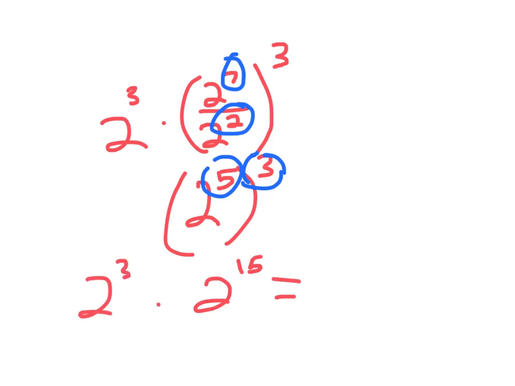And lastly, we have 2 to the 3rd times 2 to the 15th, which goes back to our first problem, when we learned when we would add these two. Therefore, we get 2 to the 18th power.